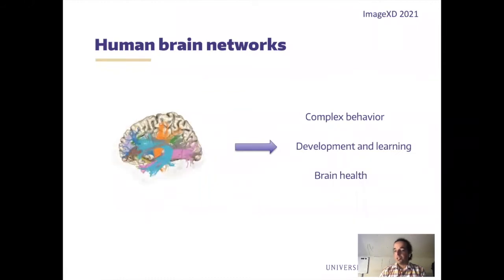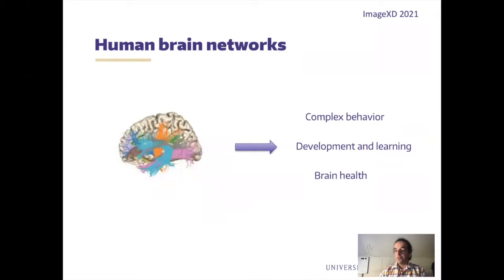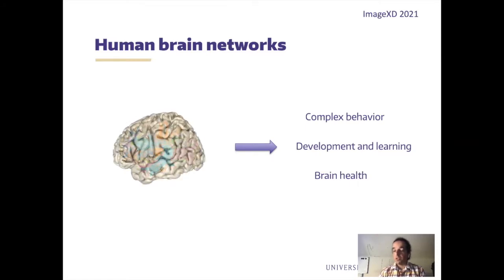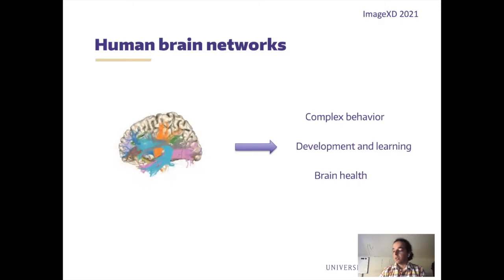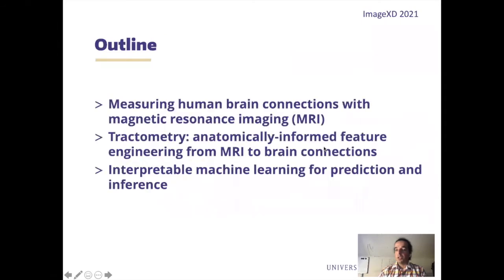The connections between different parts of our brain form networks that are fundamentally important to support complex behaviors that we execute. These networks also change with development and learning, and their properties are important for brain health. And in our work, we look at measurements of these human brain connections with magnetic resonance imaging, or MRI. And the method that we use is called tractometry.